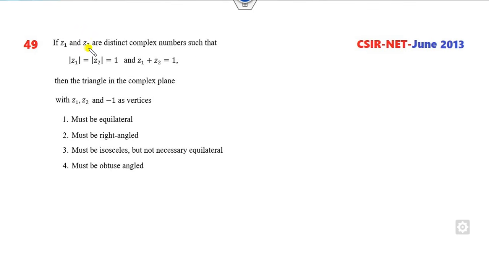Okay, Z1 and Z2 are distinct complex numbers such that this property holds. Can you think about any function whose modulus will be 1? I can take i as a Z, fine, this as a 1. Second, I can take another one here. This is also true, because both are distinct and both of the moduli are 1. Is Z1 plus Z2 equal to 1? No. So this is not true.